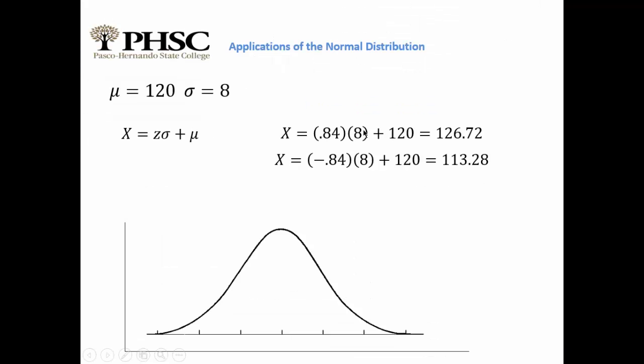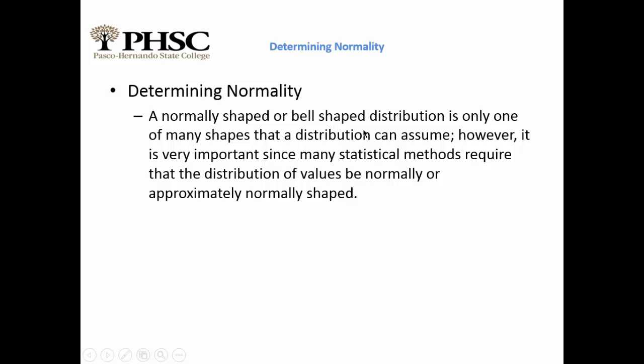So the next thing that we're going to talk about is how do we determine normality? A normally shaped, bell-shaped distribution is only one of the many shapes that a distribution can assume. It's important since many statistical methods require that the distribution of values be normally or approximately normally shaped. And if it's not, then you can't use whatever testing method you're trying to use.